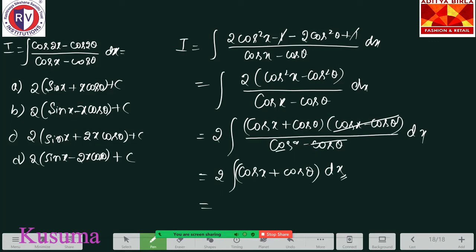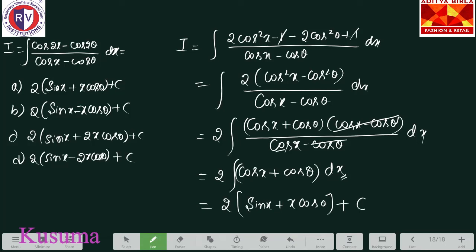Cos theta can be considered a constant. So the integration will become 2 into sin x plus x cos theta plus c. So option A will be the right answer.